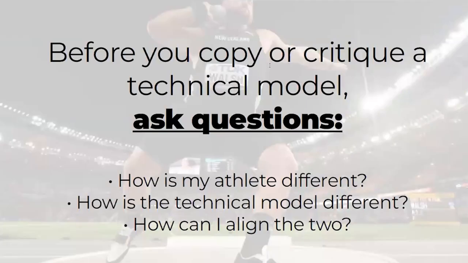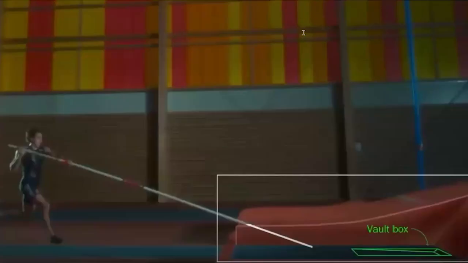As we see these and we watch these top throwers now, it's important to ask questions, and that's what I want to talk a little bit about today. What questions are the right ones to ask? And for me, the most important questions are threefold. How is my athlete different? Understand your athlete, understand what they bring to the table. How is the technical model different? What does the technical model really leverage? How is it generating the speed? How is it generating the power? And then how can I align those two? How can I find the strengths of the technical model, the strengths of the athlete, and bring those together?